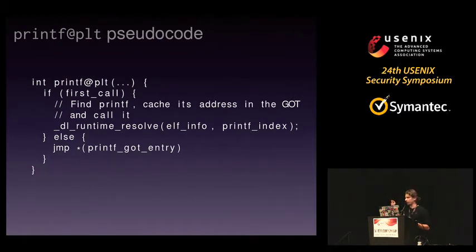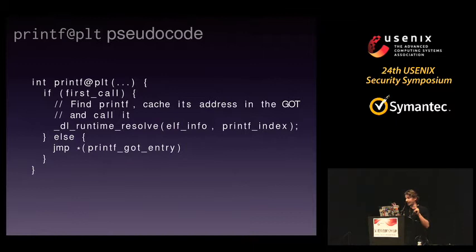The first time you call this trampoline, control will go to the dynamic loader, in particular to this _dl_runtime_resolve function, which we'll see multiple times in this presentation. Its first parameter is a pointer to a data structure internal to the dynamic loader, containing useful information about the current ELF object, and a second parameter which is an identifier of the function you're trying to resolve. This function will find printf, looking for it in all the loaded dynamic libraries, and it will store its address.